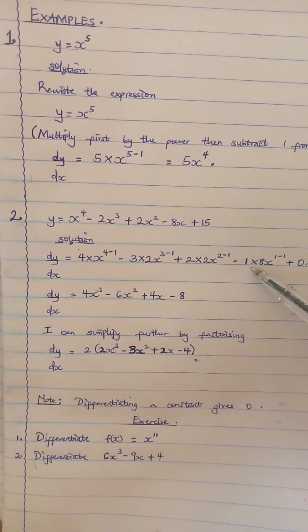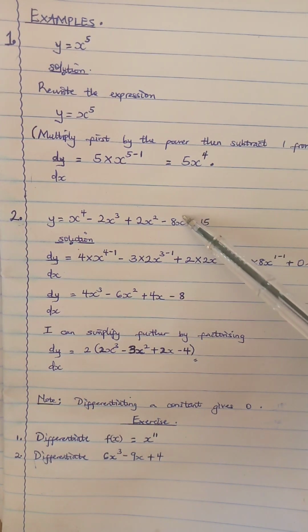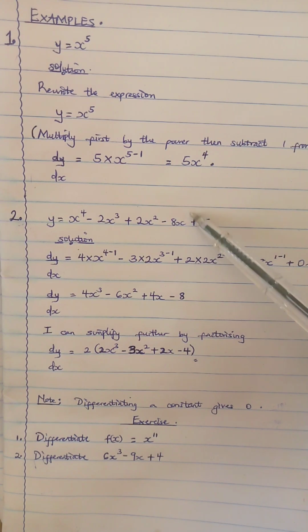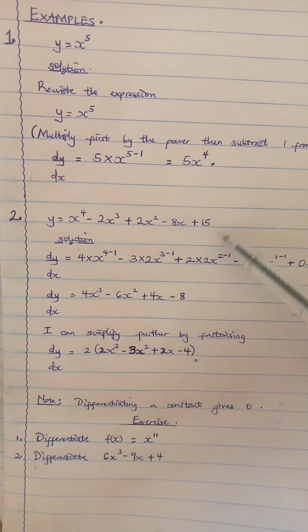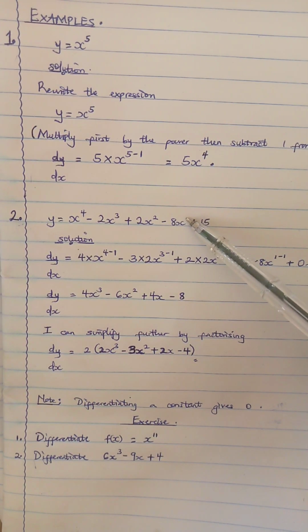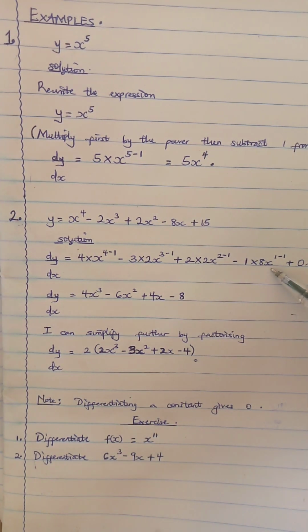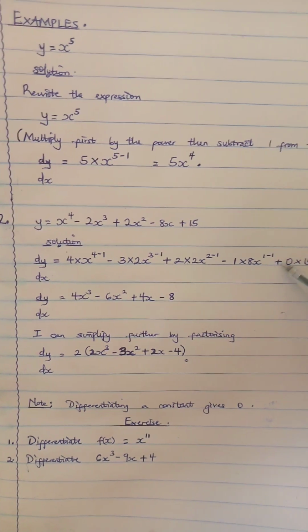How did I get my 1 here? Don't forget 8x is also, there's a 1 here. So 8x raised to the power 1 is also the same thing as 8x. So 1 is the power here. 1 times 8x raised to the power, that same 1 minus 1. I hope I'm getting this. Now plus 0 times 15.